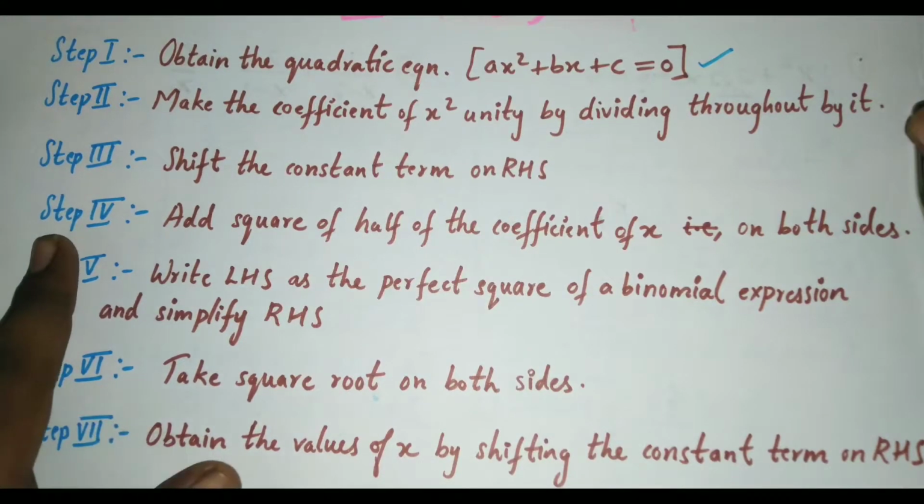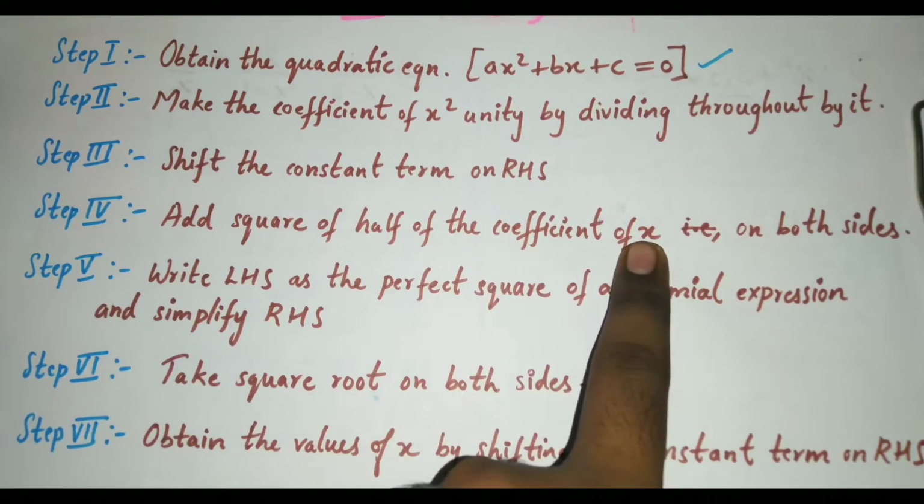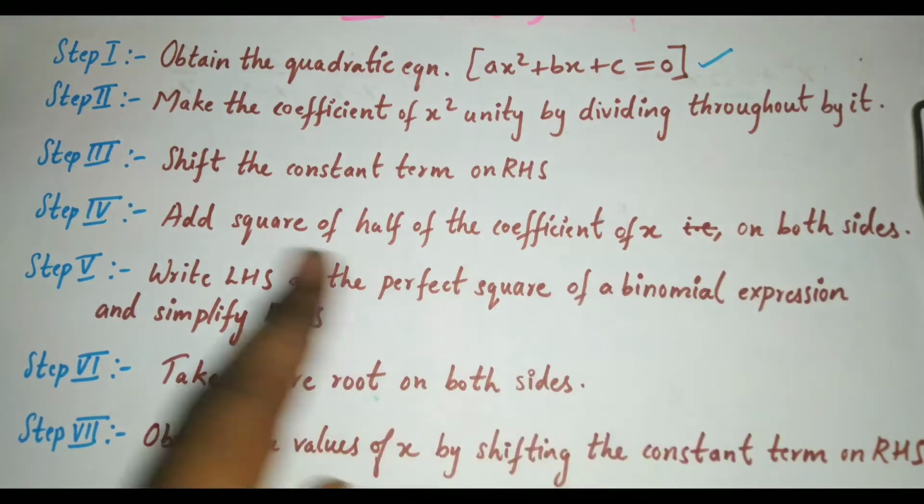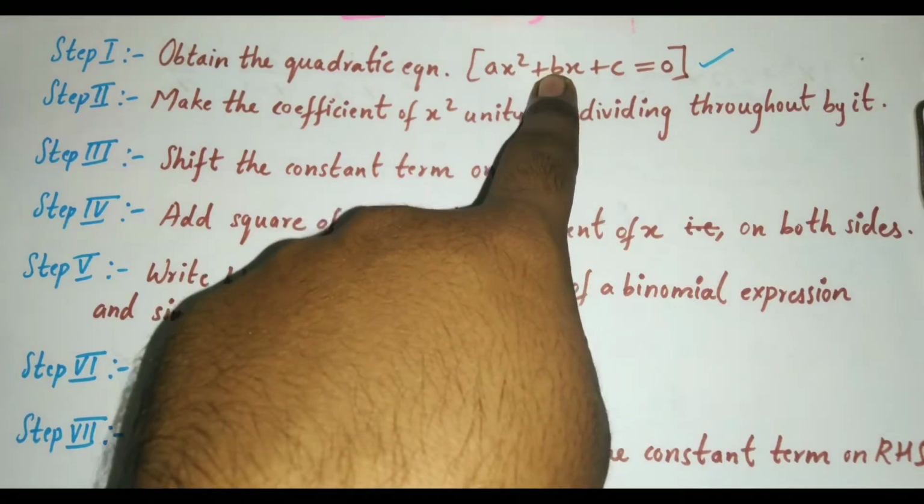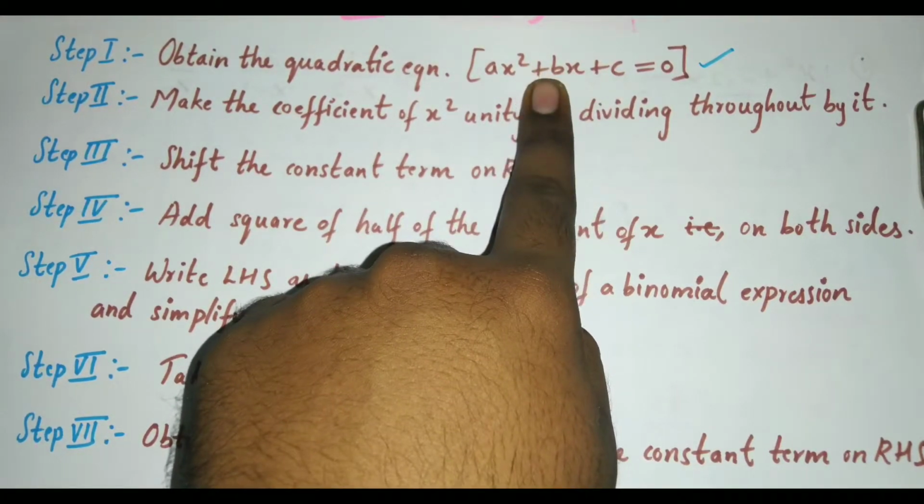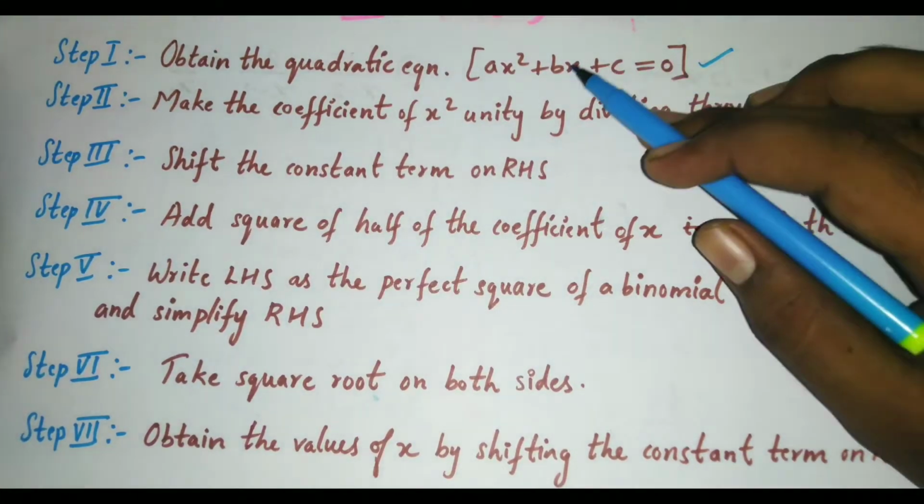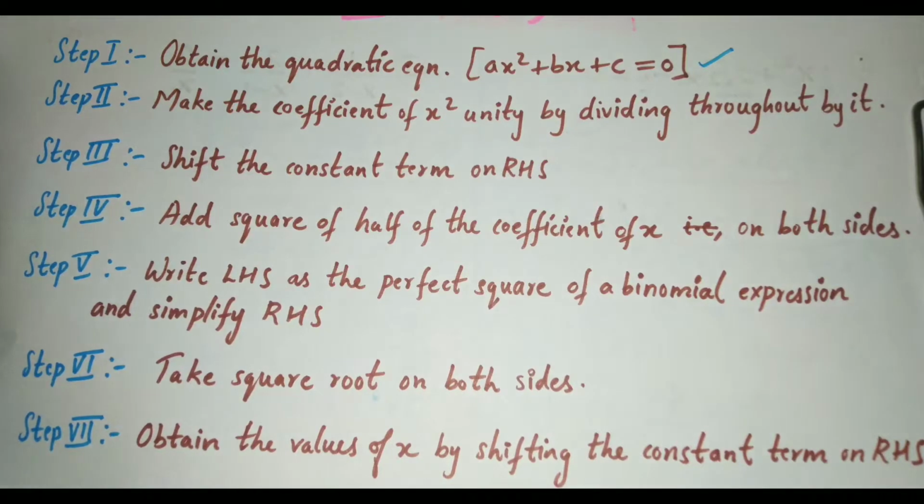Now the fourth step is to add the square of half of the coefficient of x. That means on both sides you add the square of half of the coefficient of x. Half of the coefficient of x is nothing but b by 2, right? So you have to add (b by 2) square on both sides.